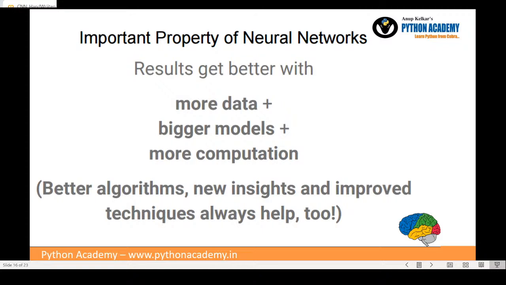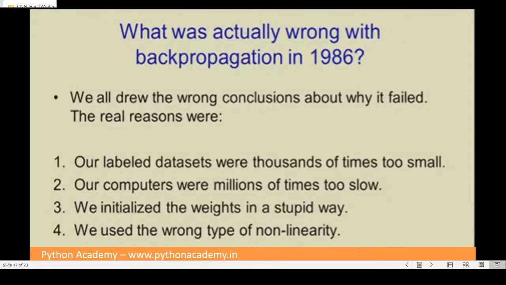Okay, so better algorithms, new insights and improved techniques always help too. Currently, as I said, there is a lot of research going on, and that's why everyone is going in this direction to have a deep learning model with them. Okay, so that is the current thing happening.